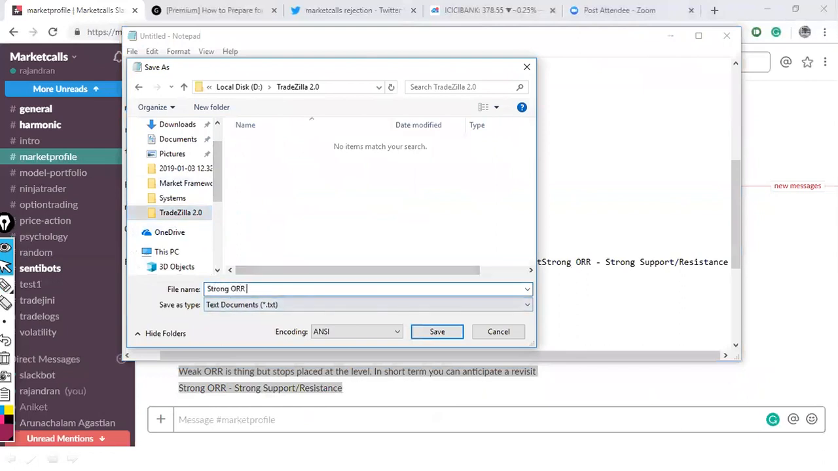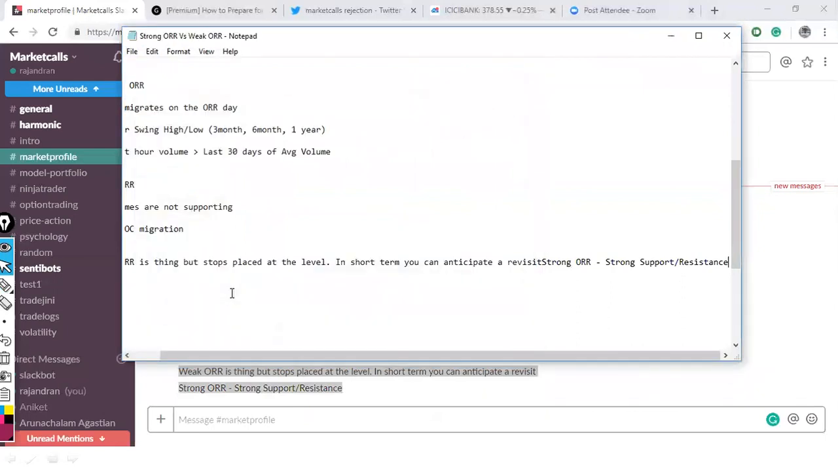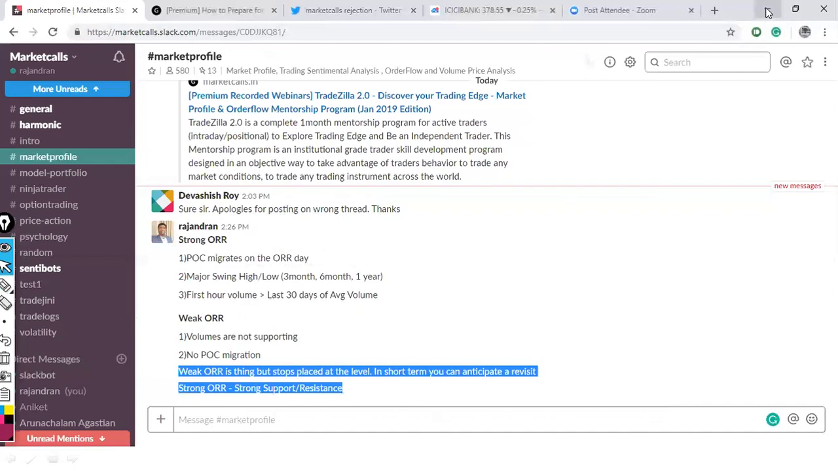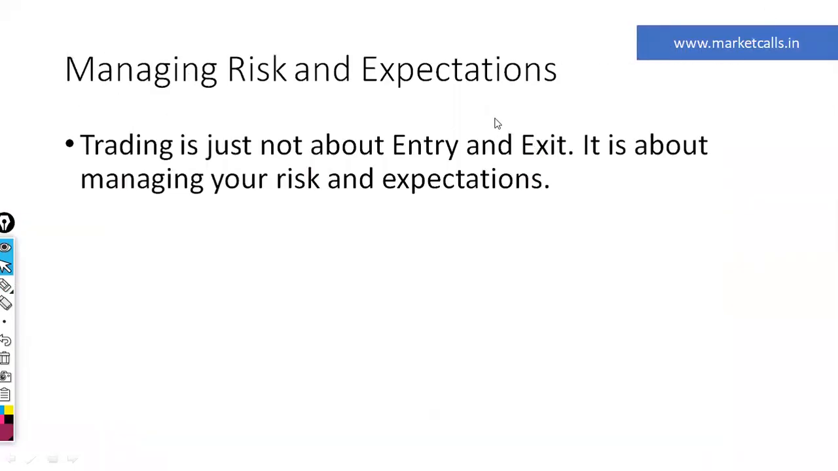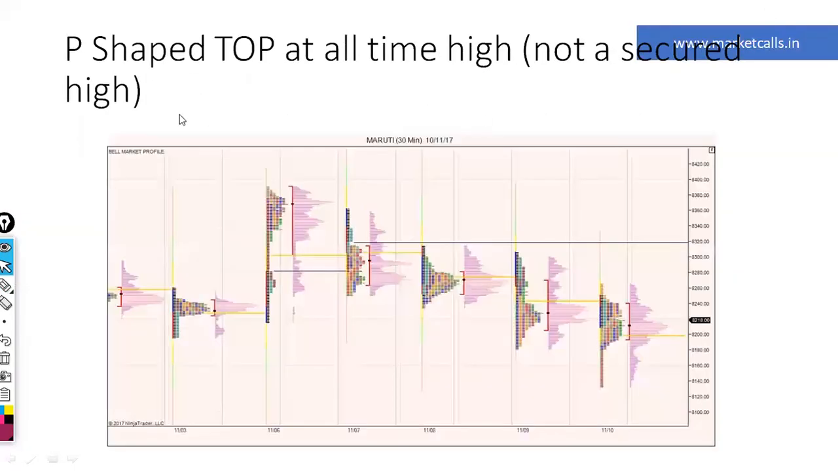Strong ORR versus weak ORR. Okay, there is one more thing over here: a P-shaped profile coming at an all-time market top. At times what happens is a P-shaped profile comes in, and that will be an all-time high. A P-shaped profile coming at an all-time high is not a secure high at all. So what we can anticipate is maybe a temporary downtrend.